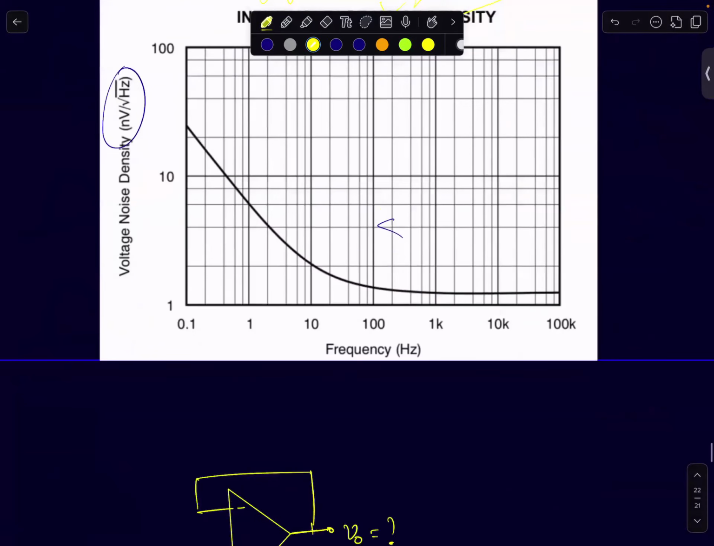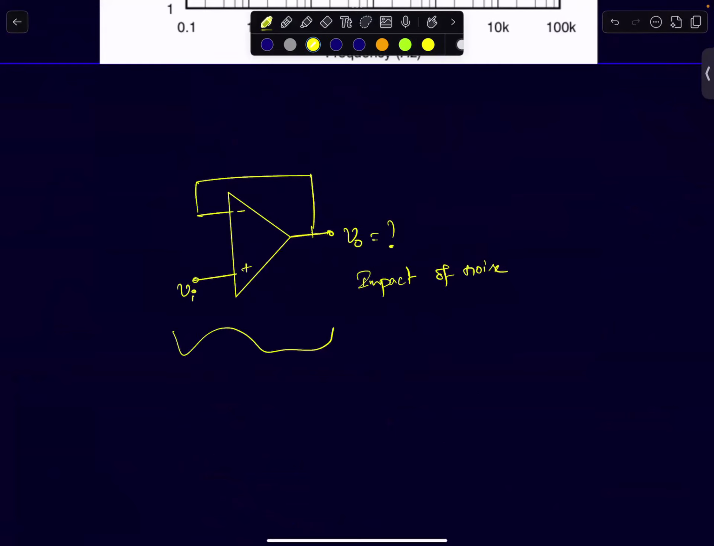Let's say you have built a voltage follower amplifier. Let Vn denote the input referred noise of the op-amp. What will be the output voltage here? It's a voltage follower. Vi is the input signal. What will be the output voltage due to this noise?